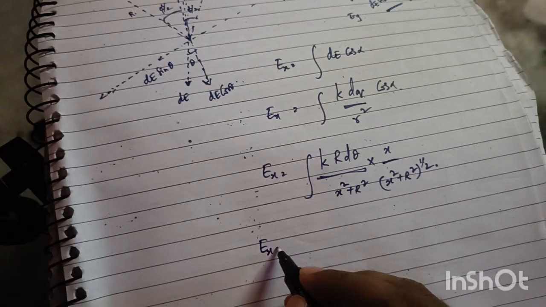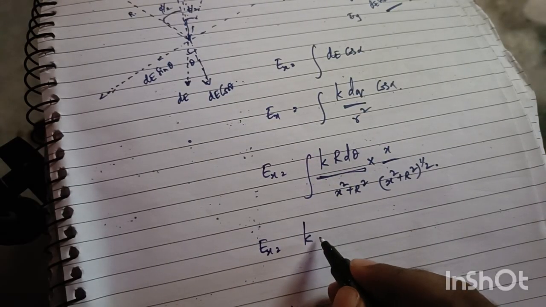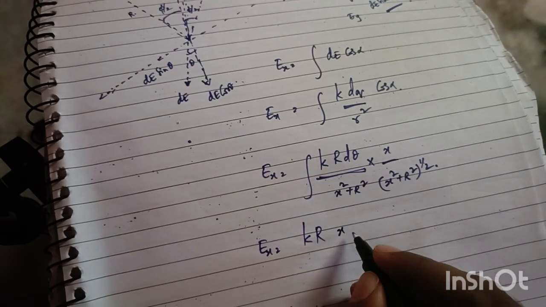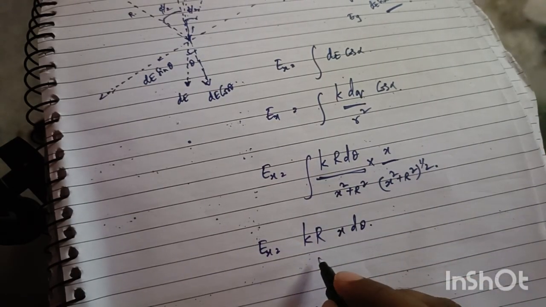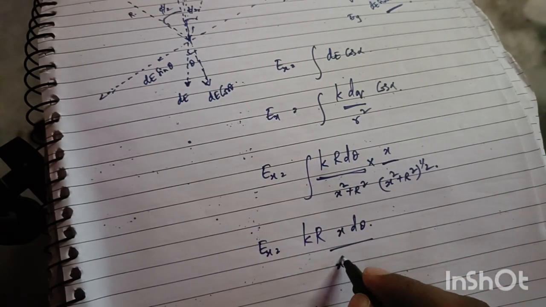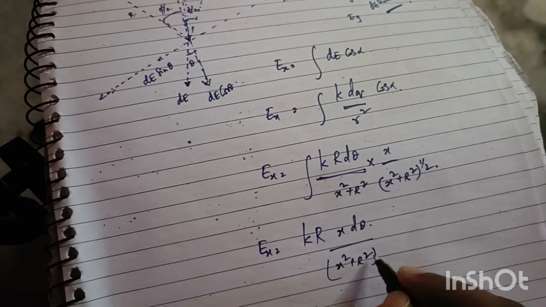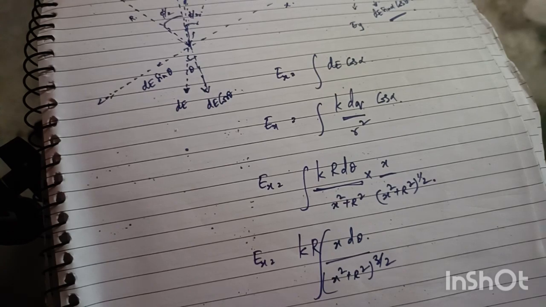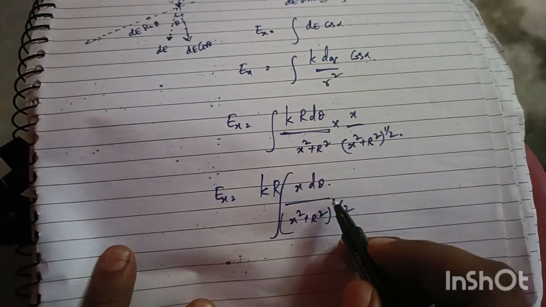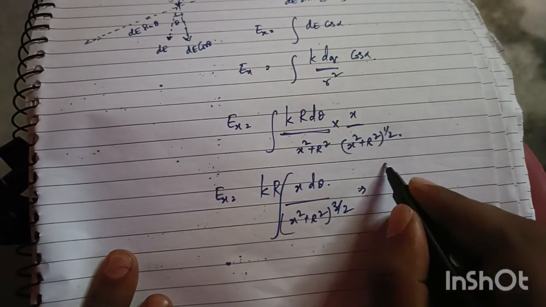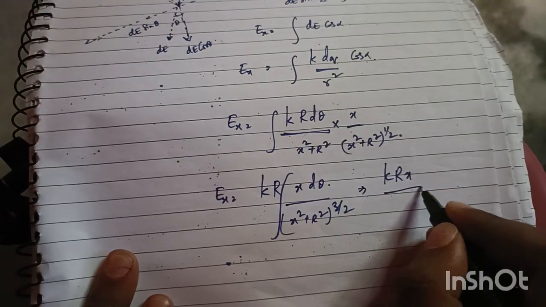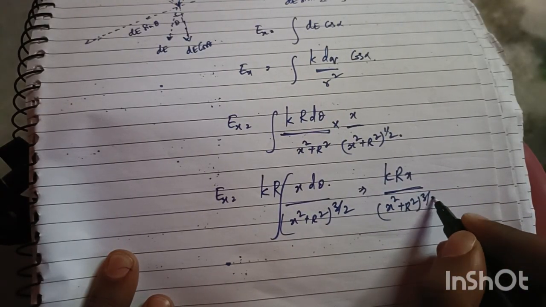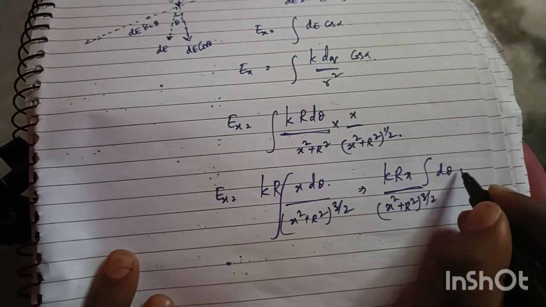Right. So Ex is equal to k r. Well, I'm taking x as it is, so x dθ divided by (x² + r²)^(3/2), integral. Right. So all of these are constants. So k r x divided by (x² + r²)^(3/2), integral dθ.